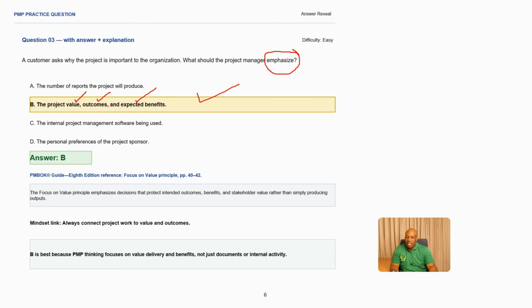So what are we referencing in our PMBOK? We are referencing pages 40 to 42, which say you should focus on value. The value principle emphasizes decisions that protect intended outcomes, benefits, and stakeholder value, rather than simply producing some outputs. So what mindset should we apply here? Always connect project work to value and outcome. This is a very important mindset to consider. Making B the best answer because PMP thinking focuses on value delivery and benefits, not just documents and internal activity. Making B the best answer.